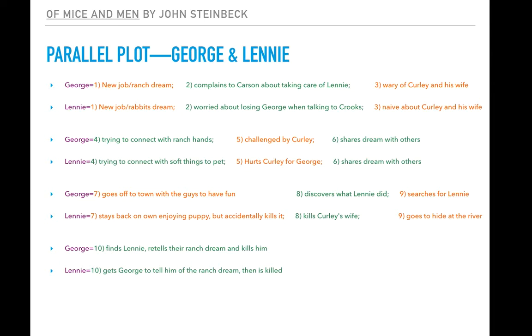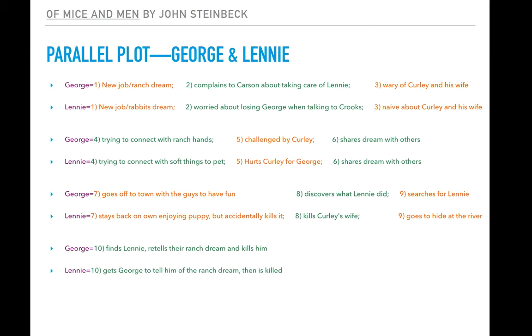Six for both of them is that they each share their dream of owning a ranch and having the rabbits with other characters. George and Lenny then for seven, George goes off to town with the guys to have fun. Meanwhile, Lenny stays back on his own enjoying the puppy, but he accidentally kills it. Number eight for George, he discovers what Lenny did at that point, and in the meantime, the plot moves on and Lenny kills Curly's wife. After that, George is searching for Lenny, and Lenny is going to hide and wait for George at the river.